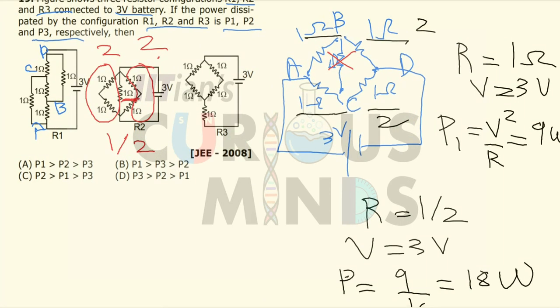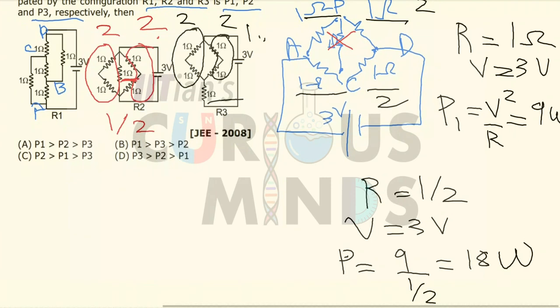And the last one is a simple circuit. 1 and 1 ohm are in series, so it will give me 2 ohms. 1 and 1 ohm are in series, it will give me 2 ohms. So 2 ohm in parallel with 2 ohm will give me 1 ohm. This 1 ohm is in series with 1 ohm, so the resultant resistance in the third case will be equal to 2 ohms. Voltage is equal to 3 volts.